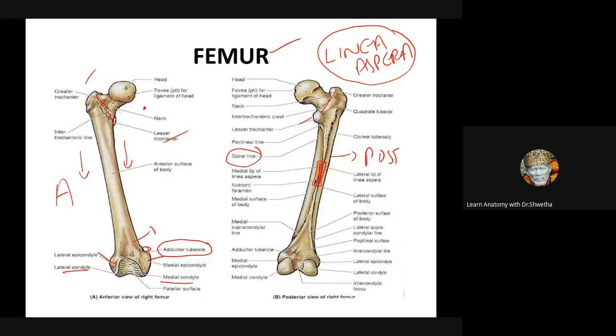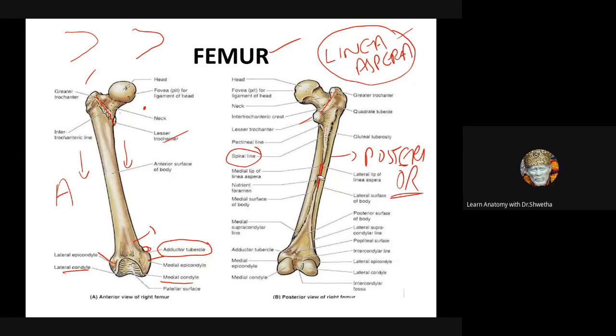I will tell you the main function of this. First of all, it gives attachment to various intermuscular septa and the muscles. The most important function of this linea aspera is that it prevents the anterior bowing of the femur. Femur is weight bearing. All our body weight is borne on this bone. That is why linea aspera acts as a buttress, and it prevents the bowing of the femur. Okay, so that is the importance of the linea aspera. What border does it form, students? Posterior border. Very good.